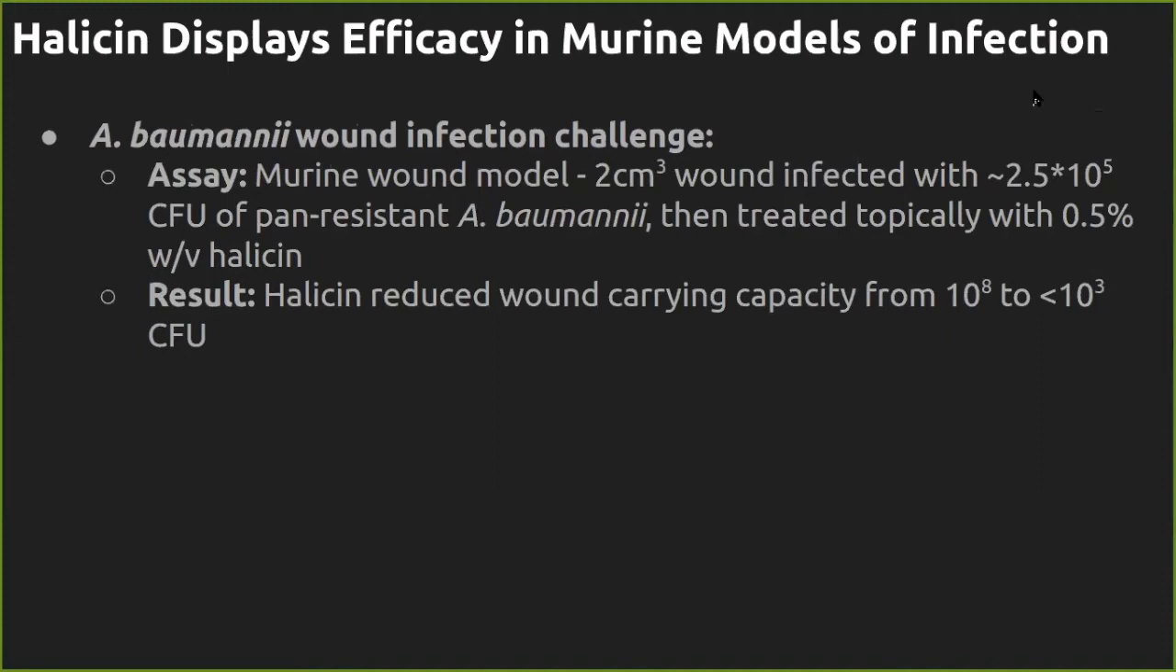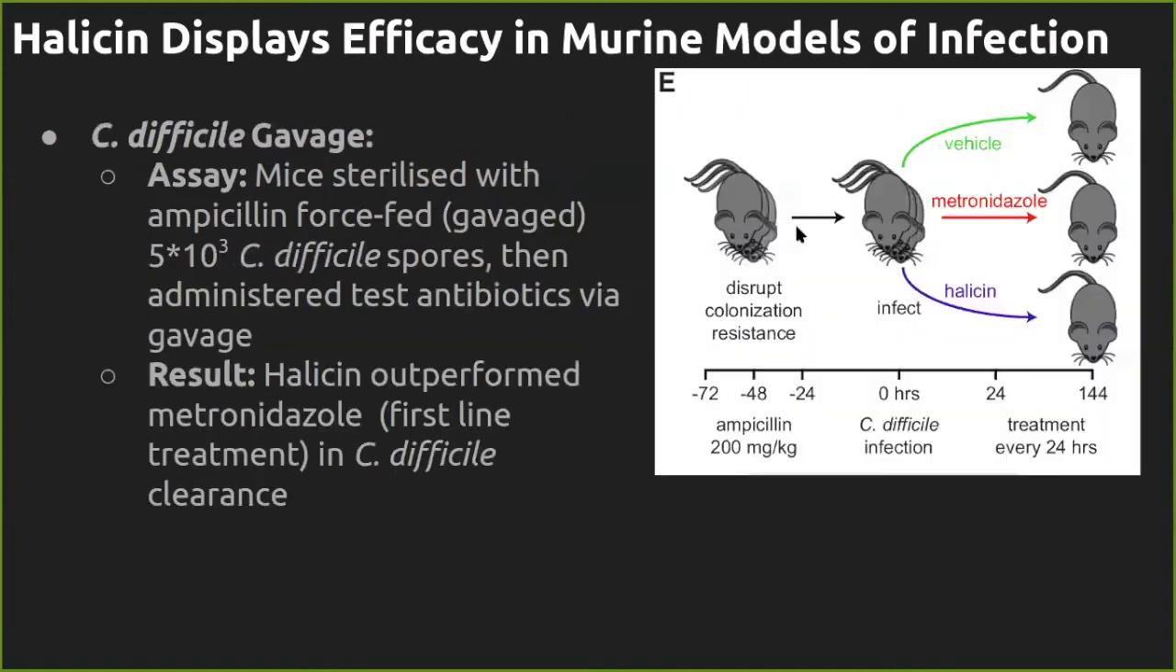It's pretty horrible. Anyway, they inoculated these huge wounds on the mice with this bacteria and then treated them with or without the halicin. And they found that the carrying capacity of the wound, that is how many of these infectious bacteria can actually live there, got reduced by a few orders of magnitude, which was pretty encouraging.